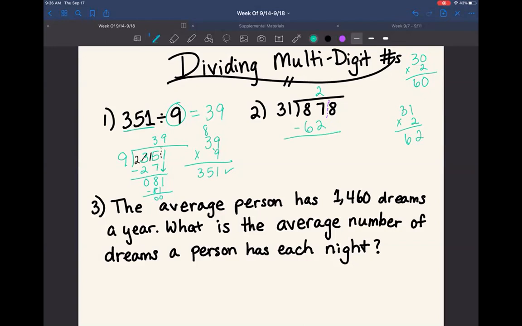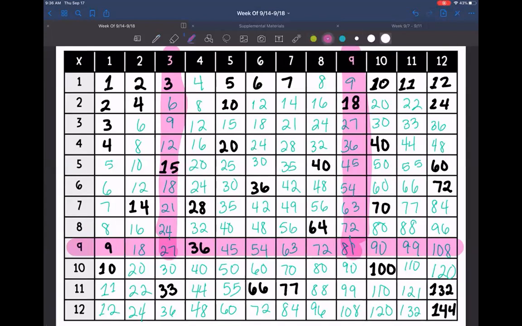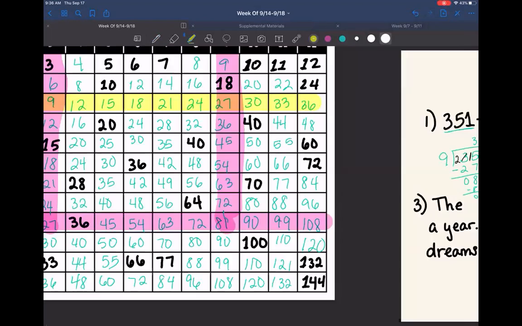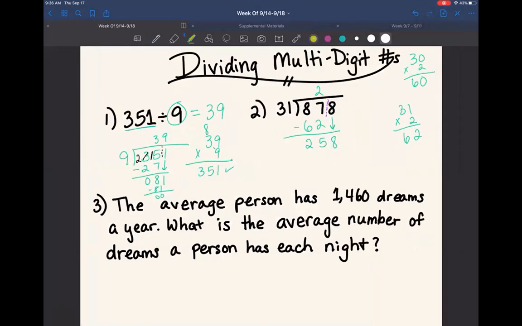7 minus 2 is? 5. And then 8 minus 6? 2. So now I have 25 there, and I'm going to bring down my 8. Now, I'm going to go back to my multiplication table, and I'm going to look at my 3's. So in my 3's, right, because we're using 30 to estimate, I need to see what number is going to come close.